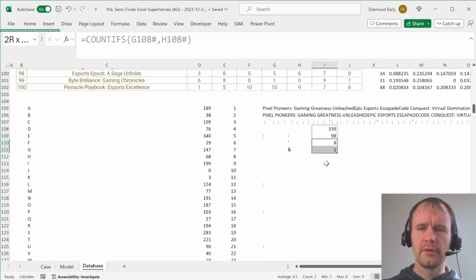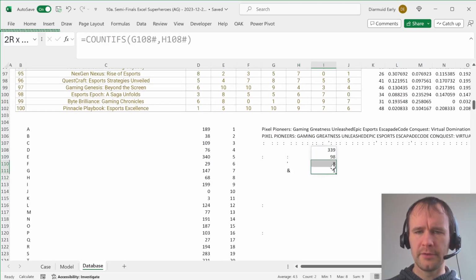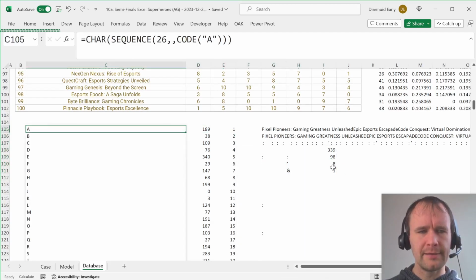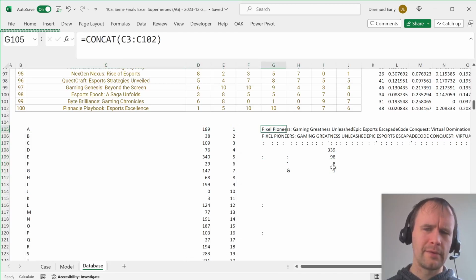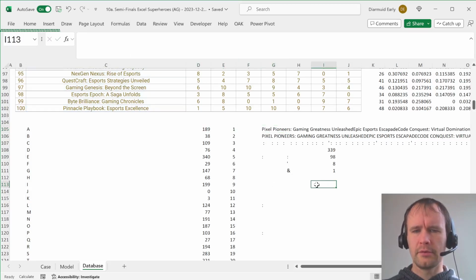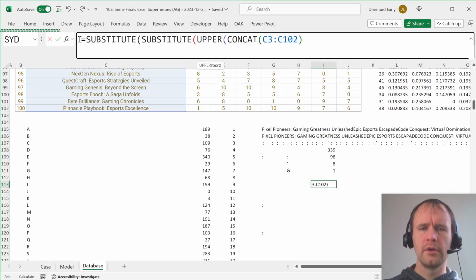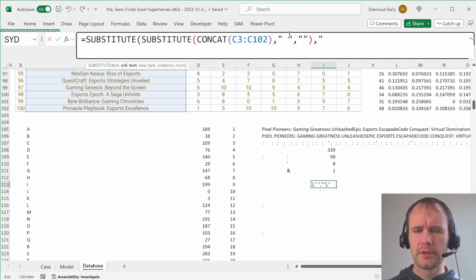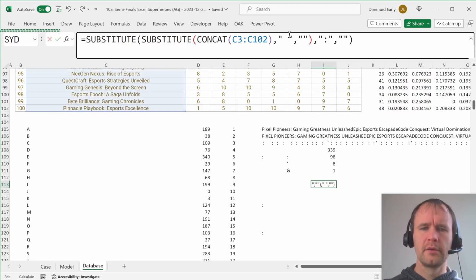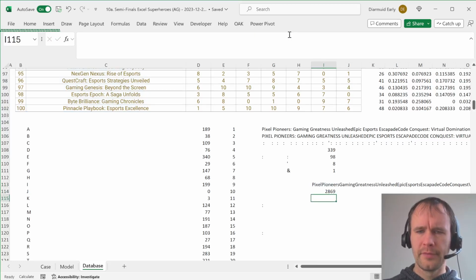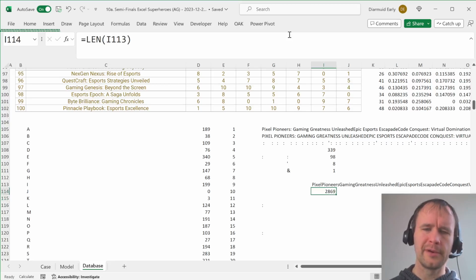Okay, so that looks like it is counting the apostrophes and the ampersands, which was my theory before, but I thought I tested that. So how did I get that wrong? Equals substitute upper. Sorry, I don't even need upper now because I'm only stripping out. So substitute space to blank, and substitute colon to blank, and take the len of that.